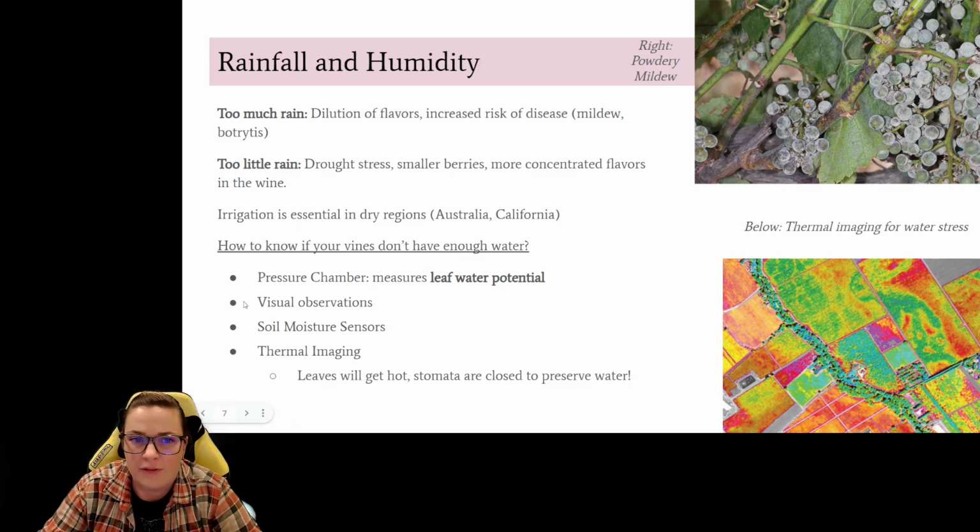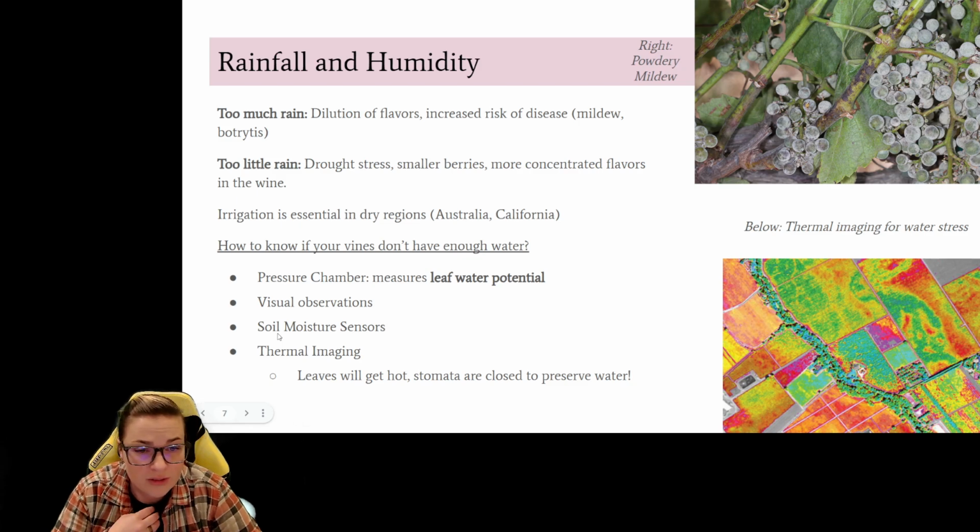We also have other methods, like visual observations, which can be really hard sometimes because some vines are very expressive when they're stressed out and some vines are not. When I think about this, I think of dogs sometimes. Sometimes pets will be uncomfortable, but they won't say anything or show any signs. So it just depends on the variety. It depends on the pet you have. Some pets are very vocal when they're uncomfortable. It just depends. So visual observations, not very reliable, right?